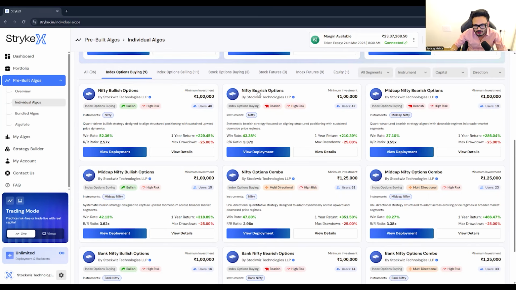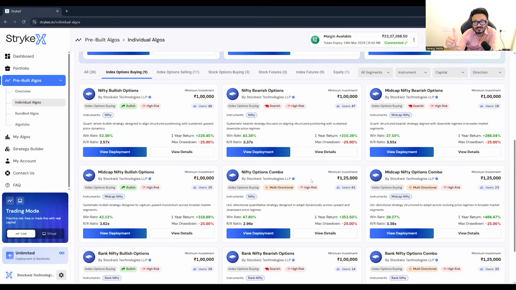Now we have Nifty bullish, Nifty bearish, mid cap Nifty bearish, mid cap Nifty bullish, and then we have something called the combo. Combo is basically the same as bundle, right? So Nifty options combo, you will see the investment is increased, but it takes multiple directions. You can see it is written as multi-directional instead of bullish or bearish. So it will take long and short trades both. So call put both factored in, right? Now this is the combo, and I would highly recommend that if you are okay with risk, go with the Nifty options combo as your default go-to strategy for option buying.